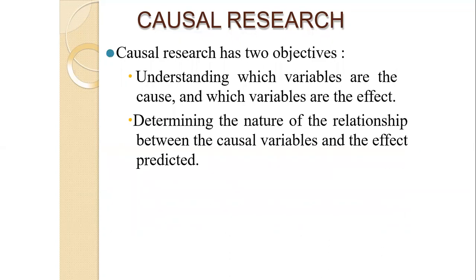Causal research has two objectives. First is understanding which variables are the cause and which variables are the effect. So you should understand both things. We have already known what is cause and effect: what is causing and what effect is coming up. So, determining the nature of the relationship between the causal variable and the effect predicted. These are the two objectives which will be seen in causal research.